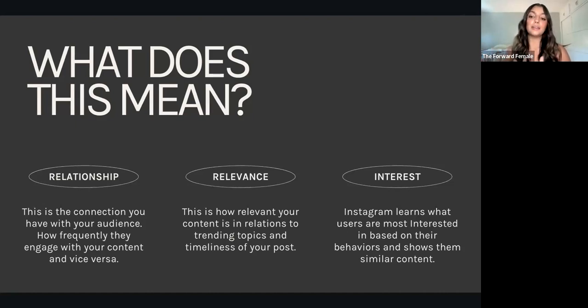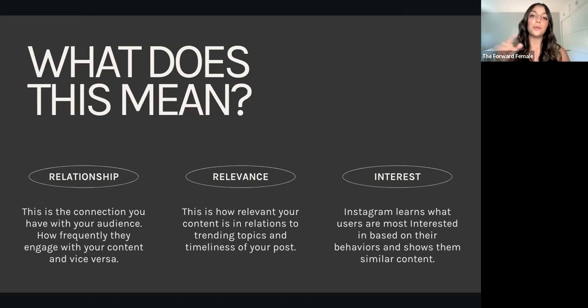And then the third thing is interest. So interest, Instagram learns what users are interested in. So what topics they're interested in, what they are typically engaging with, as far as hashtags, as far as the SEO words that they're typically engaging with, the style of accounts that they're engaging with. So if there's an account, maybe someone like me who's following other people in my same industry, it's going to show me new content from other people in my industry too that maybe I don't follow.